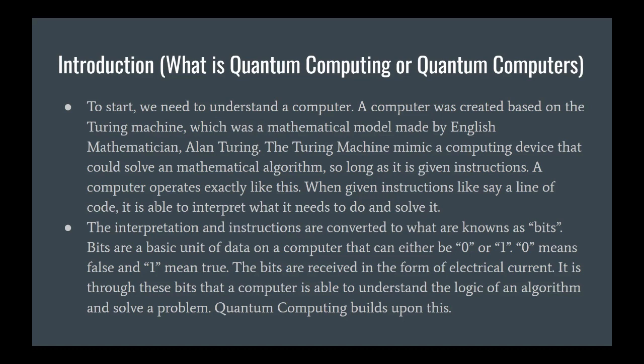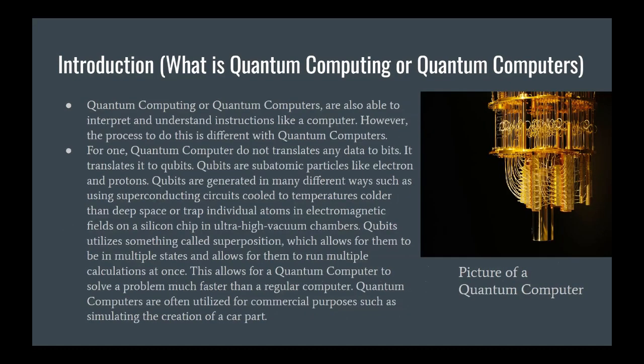When given instructions, like say a line of code, it is able to interpret what it needs to do and solve it. The interpreted instructions are converted to what are known as bits. Bits are basic units of data on a computer that can either be zeros or ones. Zero means false and one means true. The bits are received in the form of electrical currents. It is through these bits that a computer is able to understand the logic of an algorithm and solve a problem. Quantum computing builds upon this.